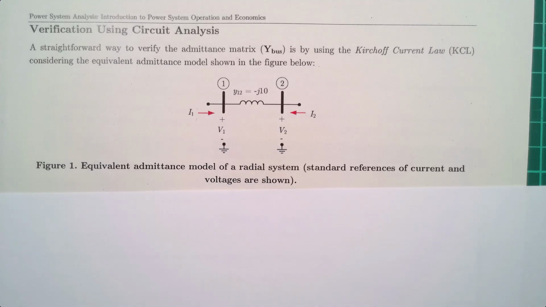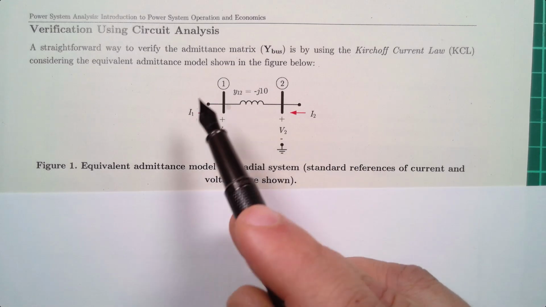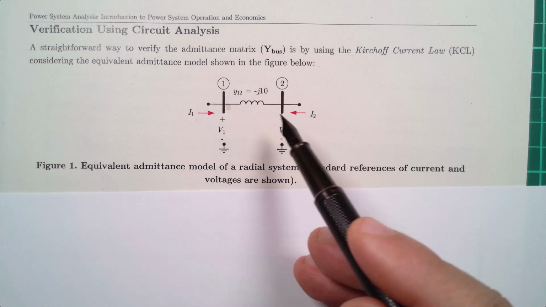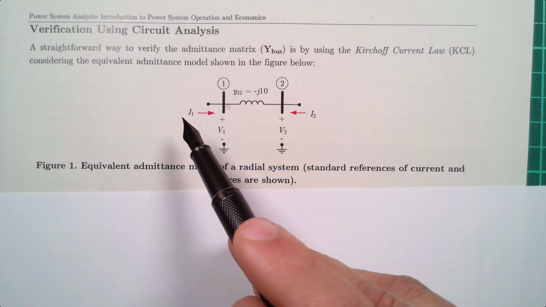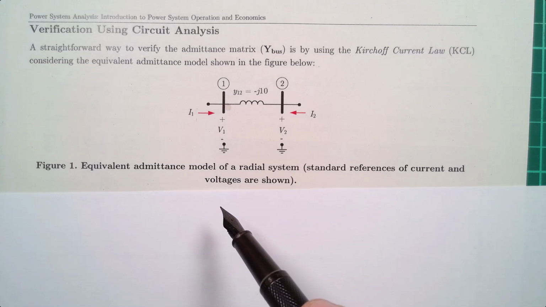Well, it's extremely clear for my students that the admittance matrix comes from the Kirchhoff law. The Kirchhoff current law can be used to obtain the equivalent admittance model of any circuit. Here we have the single line diagram, but now I am using a more circuit-oriented representation. As you can see over here, we are assuming that the current I1 and the current I2, both of them, are going into the circuit.